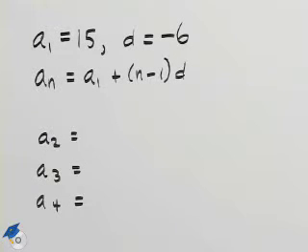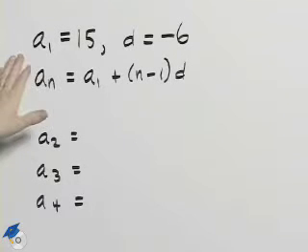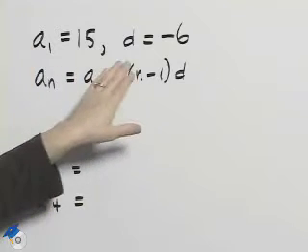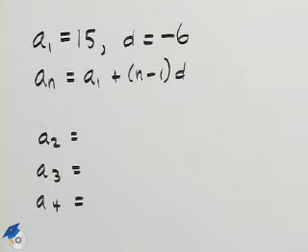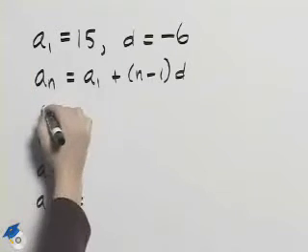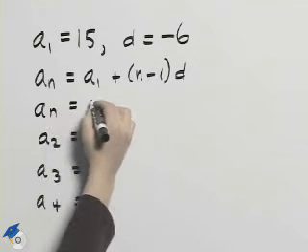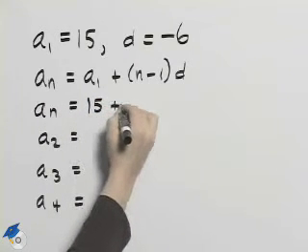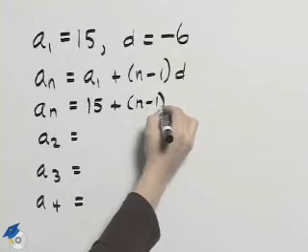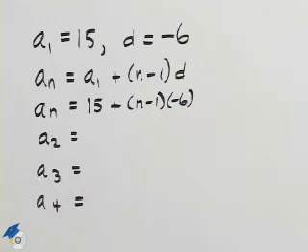To write the first four terms of this sequence, we notice that the first term is 15, and the constant difference between each term is negative 6. That means we add negative 6 to find the next term in the sequence. We'll use the general form for the particular term in this sequence. In this case, a sub n would equal 15 plus n minus 1 times negative 6.